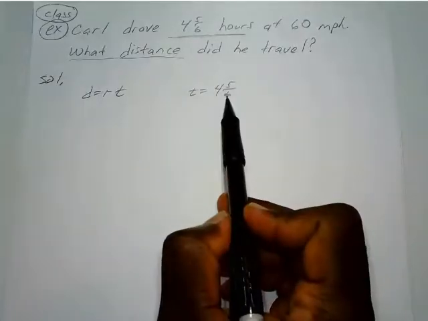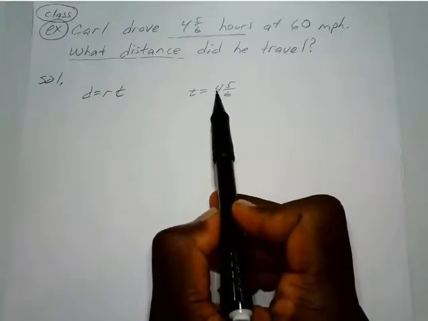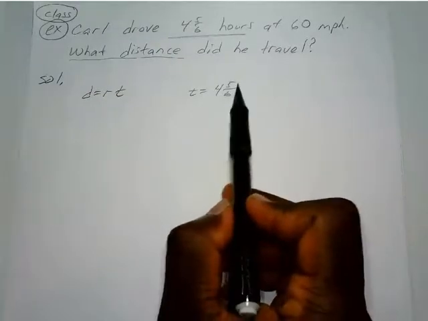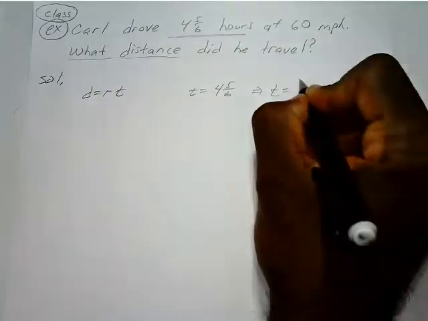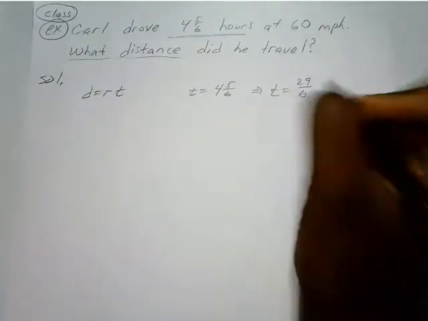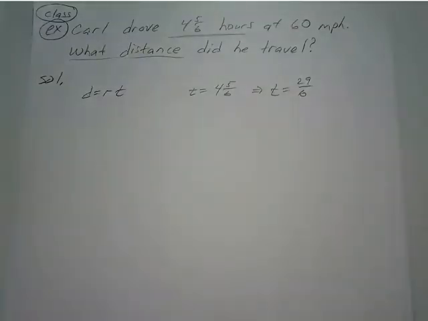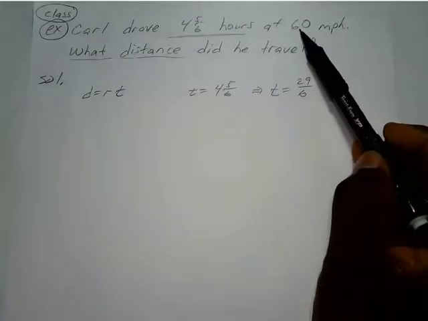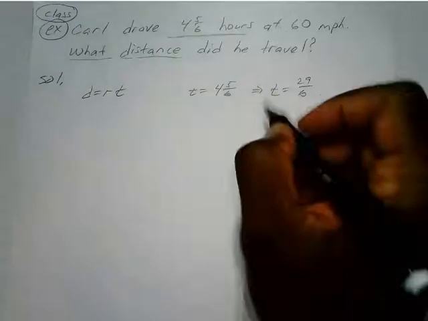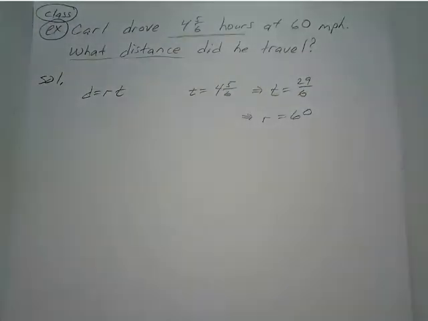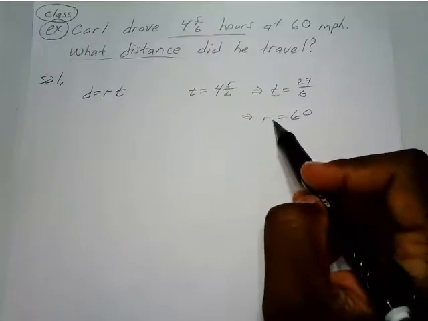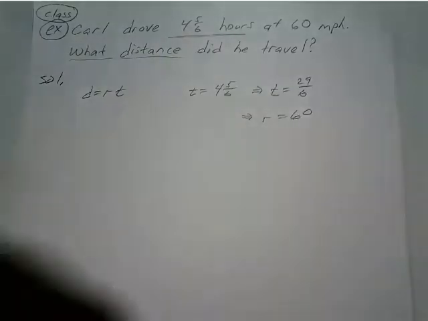But remember, we're going to convert that to an improper fraction. So 6 times 4 is 24, plus 5 is 29. So that means time is equal to 29 over 6. We traveled at 60 miles per hour, so we know that our rate is 60. So we just go ahead and replace T and R with those two values.